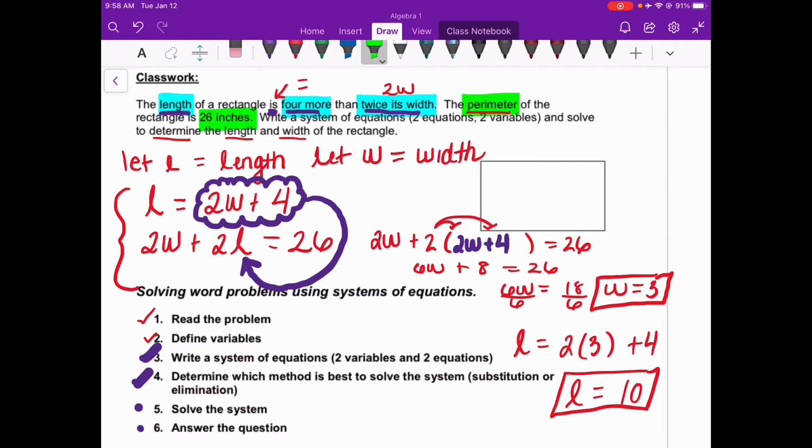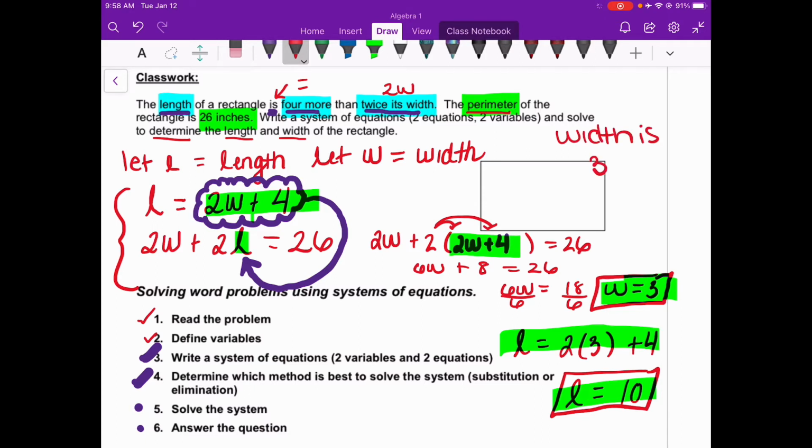Alrighty, so when you did substitution, you plugged 2W + 4 in for L, and you should have solved and gotten W equals 3. And when you plug 3 back into your equation, you get L is equal to 10. So our final answer here is that the width is 3, and make sure you label it with the dimensions, inches, and the length is 10 inches.